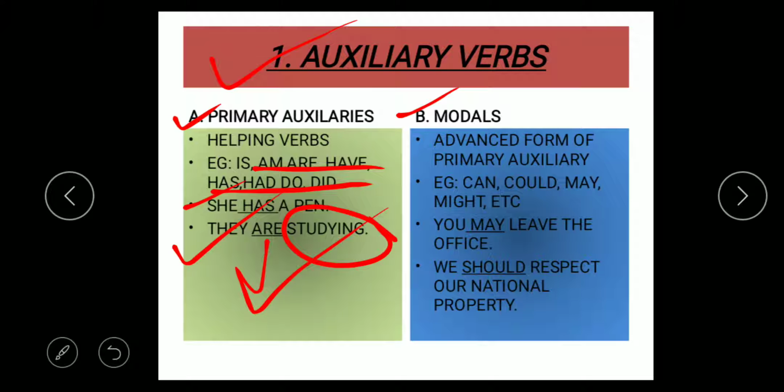Next, modals, or the modal auxiliaries. These are actually the advanced form of primary auxiliaries. Examples, as already given, are can, could, may, might, etc. For example, you may leave the office. We should respect our national property. So here the main verbs are, in example 1, leave, and in example 2, respect, and these are nothing but the advanced form of the helping verbs, that is, the primary auxiliaries.